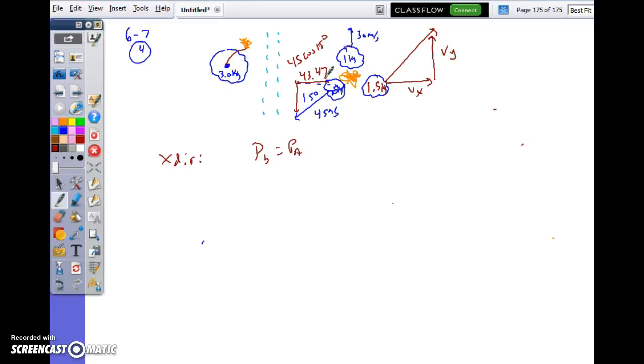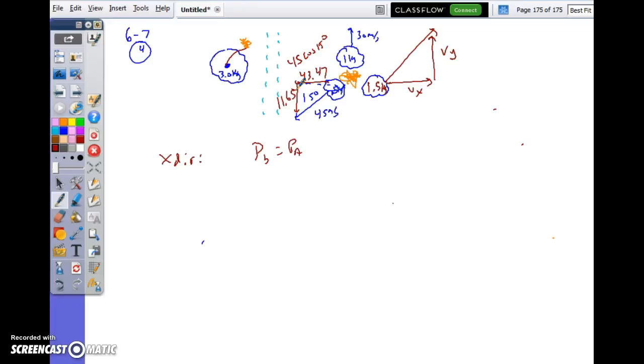I'm going to break this into components too. I might as well do it while I'm thinking about it. So that would be 45 sine of 15, 11.65. So that's good. Be with me. All right, let's do it.